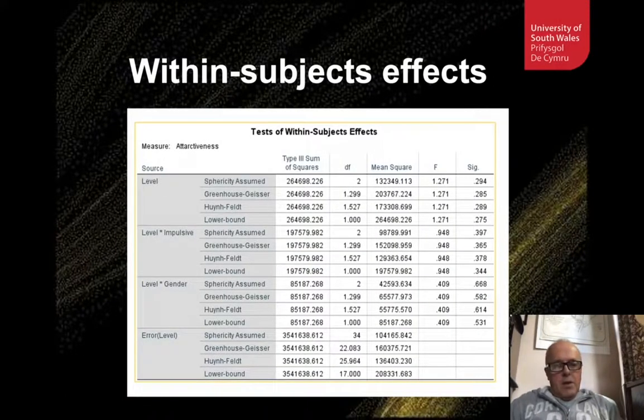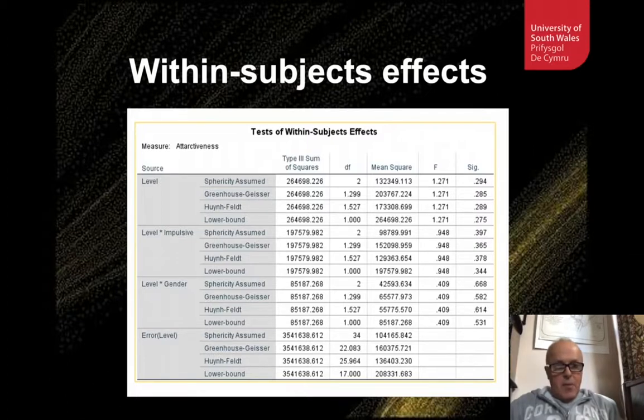We need to look at a couple of tables here. So if we look firstly at our table of within subject effects, for level of attractiveness, and we're using the sphericity assumed line at the moment, so we can see for level, we've got an F score of 1.27 and a significance level of 0.29. So that one is not significant. So there's no significant effect for level of attractiveness.